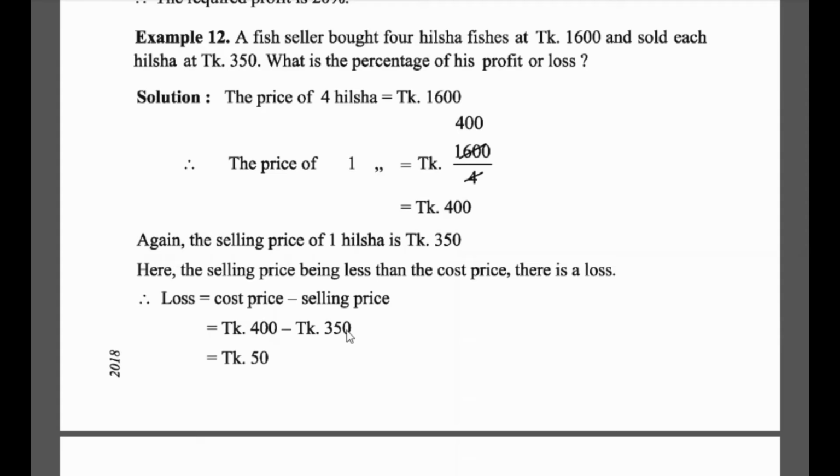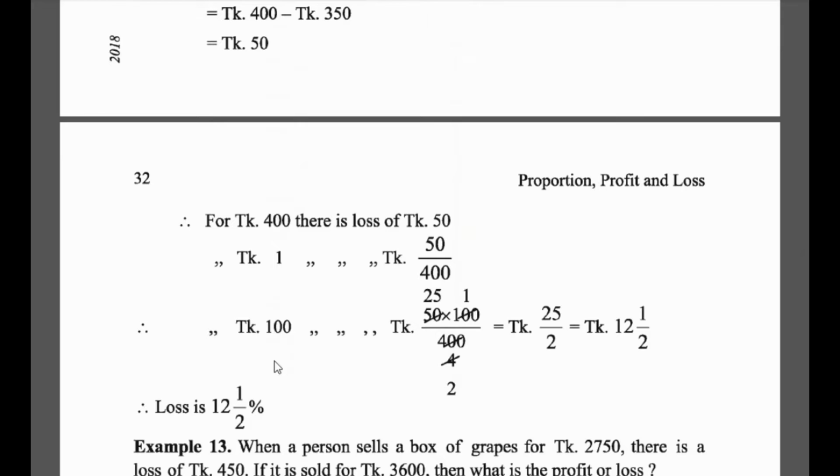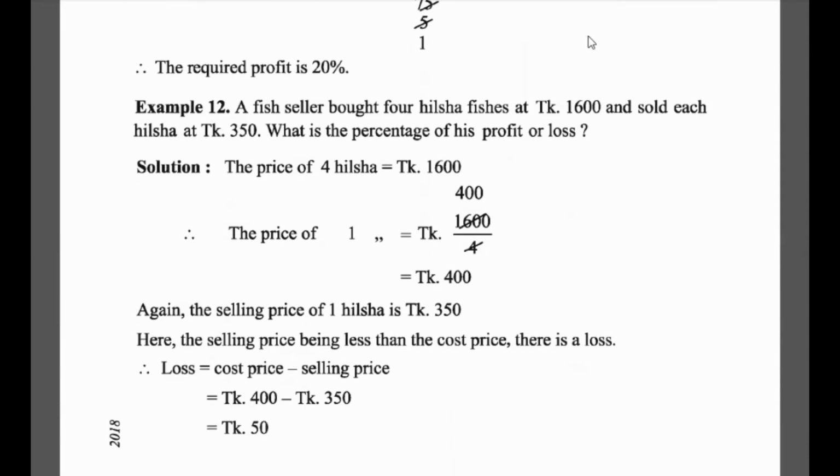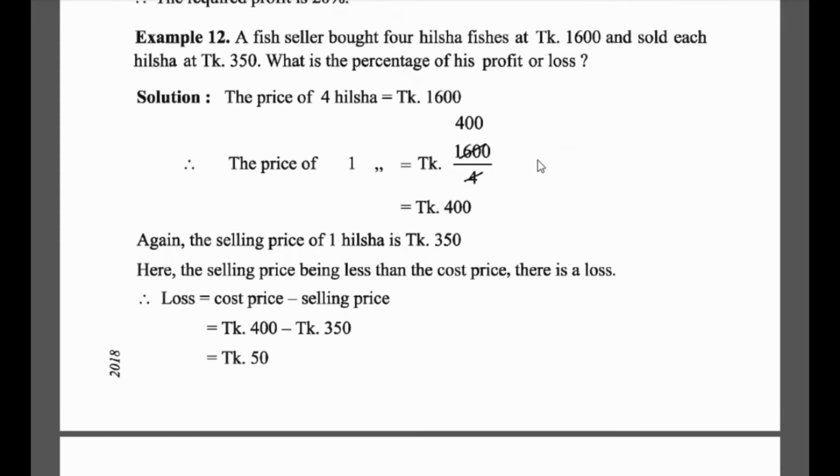So 400 minus 350 is equal to taka 50. Is that the answer? No, it's not the answer, because the question asks us to find the percentage of his profit or loss. As we said in the previous examples, the profit or loss depends on the cost price. So the loss is 50 when the cost price of one hilsha is taka 400. We have to take the price of one hilsha as 100 and find the value of the loss.